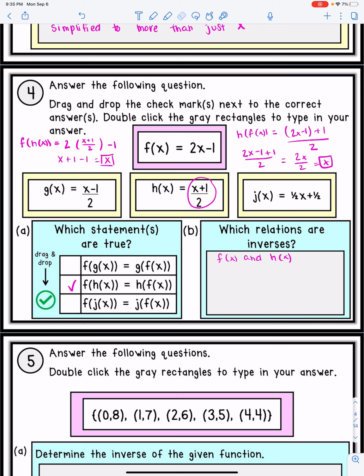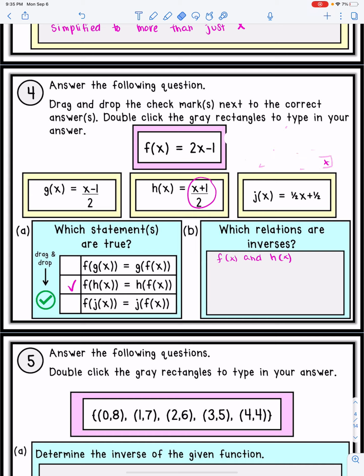Okay, so now let's double check this last one. That's better. All right, so we've got f of j of x, so f of j. So I'm going to start with f, so 2, leave a space for x. Now put the function j inside, so 1/2 x plus 1/2. 2 times 1/2 is 1x. 2 times 1/2 is 1. So this all simplifies to just a single x.